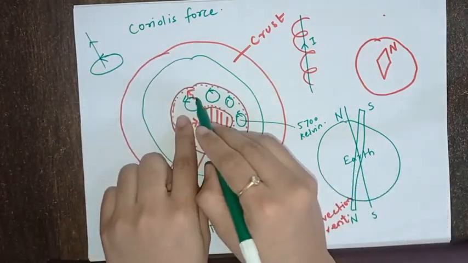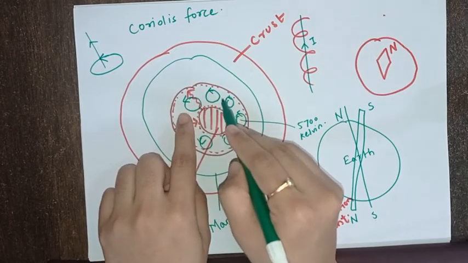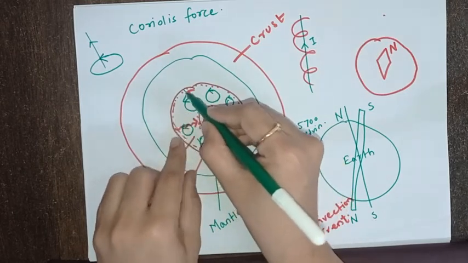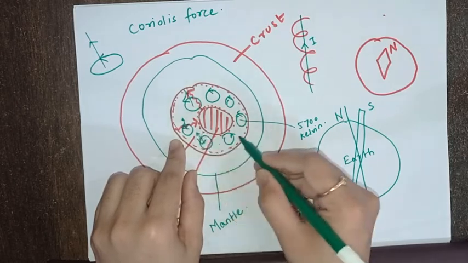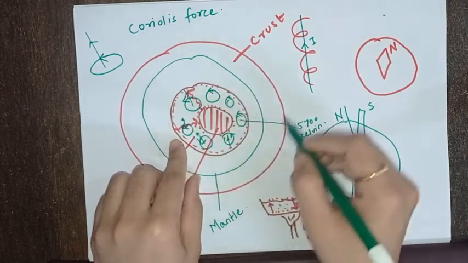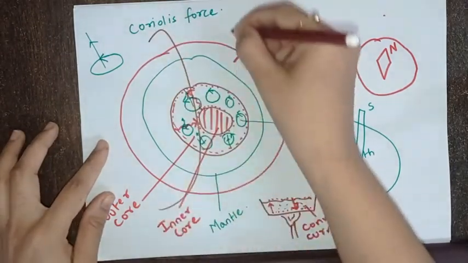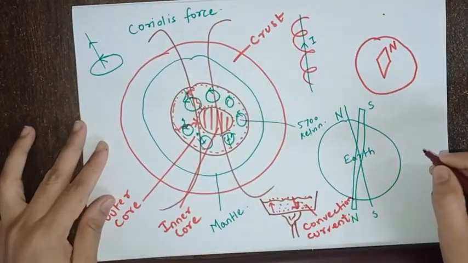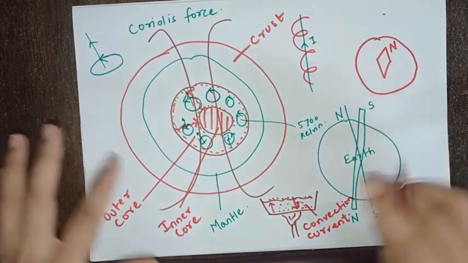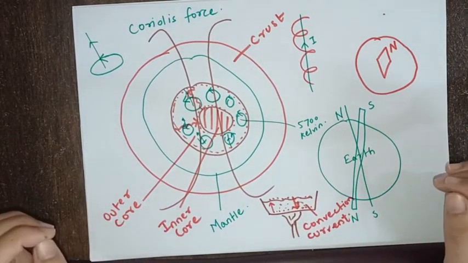So each circular current will have its own magnetic field, and all the magnetic fields will add up to make a larger and stronger magnetic field. So this is the reason why Earth has a magnetic field.